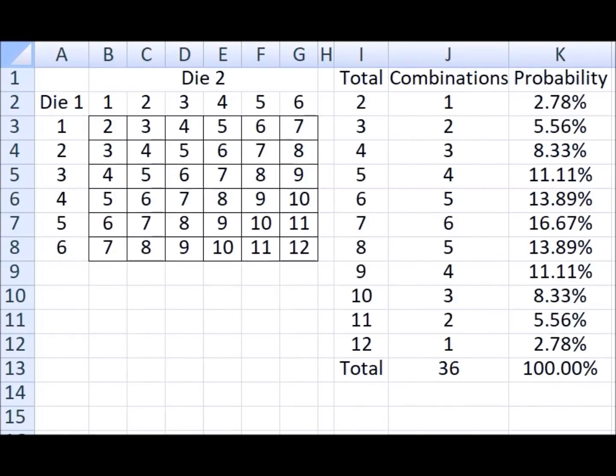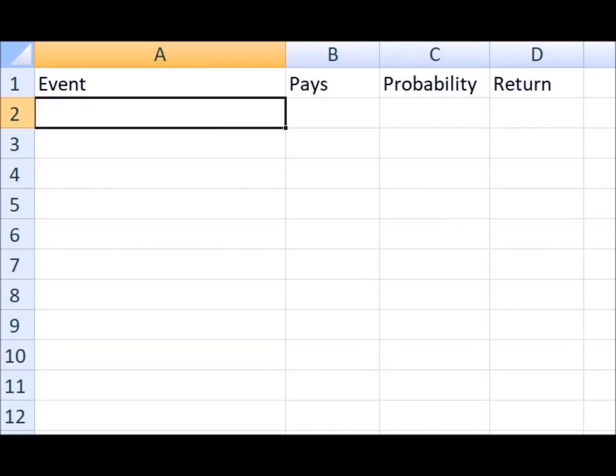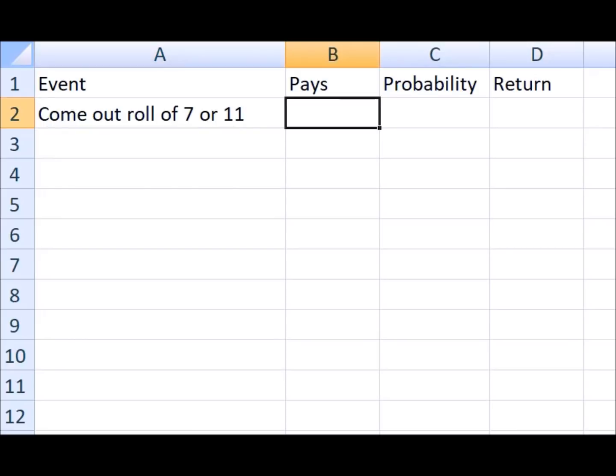Let's go on to the next part here of calculating the expected return of the pass line bet. So, as you know, there's a host of possible outcomes of the bet besides just winning and losing. There's different ways of winning and losing. One of them is a come out roll of 7 or 11. That pays even money, so we'll represent that by a pays of 1.